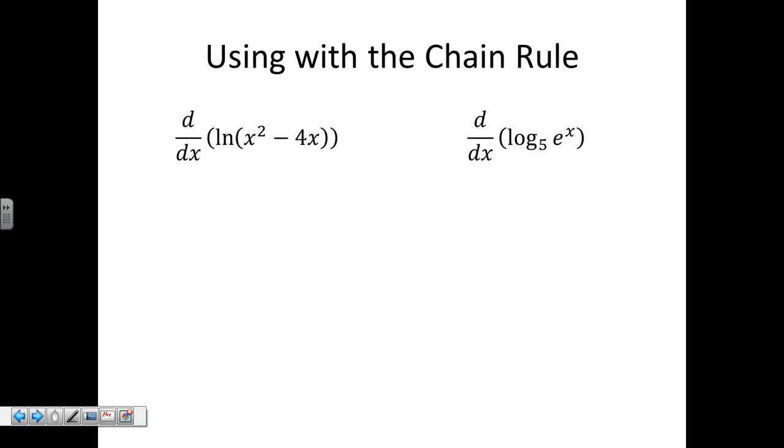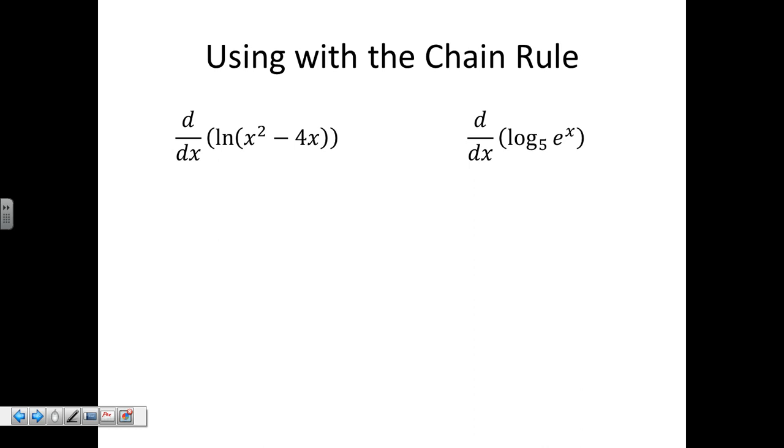Now let's take a look at a couple examples where we've got to use the chain rule. I've got the derivative of the natural log of x squared minus 4x. So I know I have to use the chain rule because the stuff inside the natural log is something that's more complicated than an x. And over on the right I have the derivative of log base 5 of e to the x. So again, I know I'm going to have to use the chain rule because the stuff inside the logarithm is more complicated than just a plain old x.